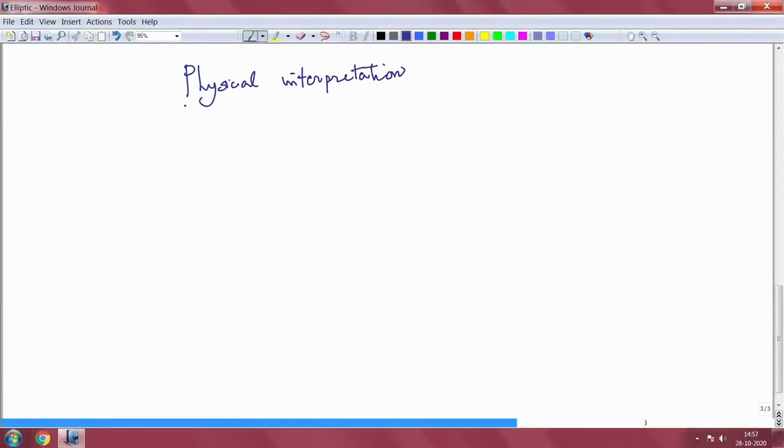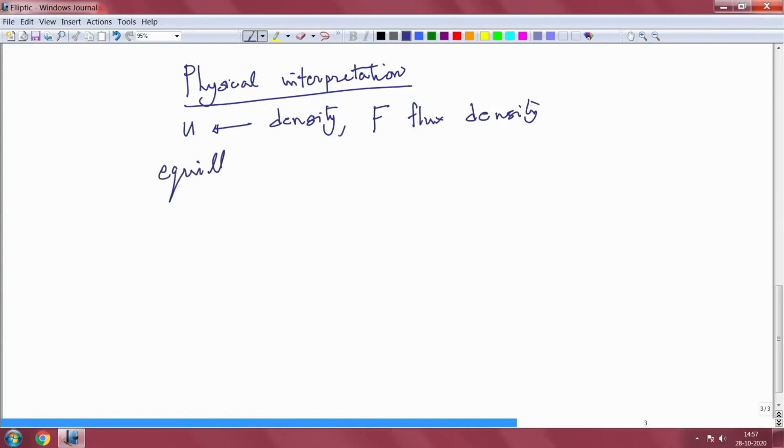Okay. It is a very general interpretation, you can solve it as I said here. Suppose U is a density, some density of some quantity. So, that is what I say, it is a very general physical density, and F is the flux density. And you have your equilibrium state.